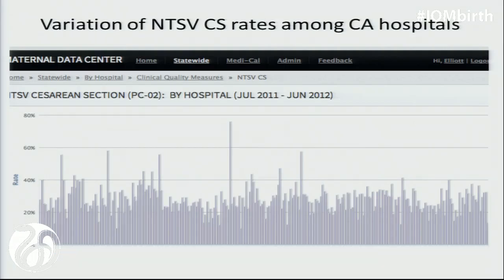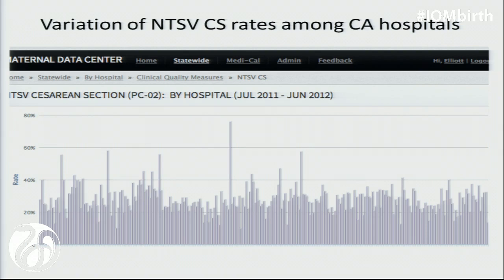This is the NTSV rate on every hospital in California for 12 months ending in 2012. You can see just a huge amount of variation, all the way from some that are down to 10%. Remember, I showed you regional levels, which are roll-ups of groups of hospitals. This is actual hospital-level data. These numbers are for hospitals that have very few births, so it's a little skewed, but there's a number of hospitals that are at 40, and a number of hospitals that are at 10 or 20. So you can't roll them all up together.